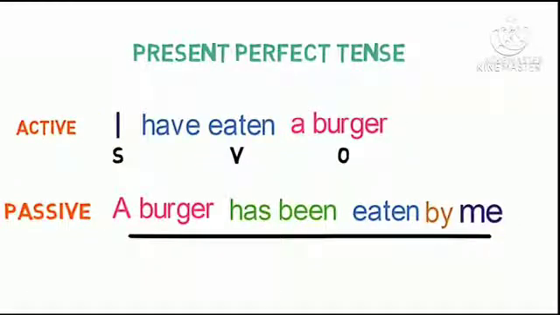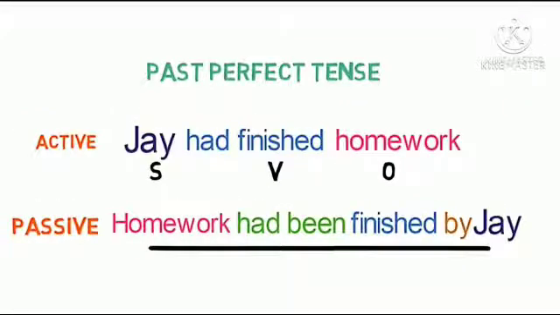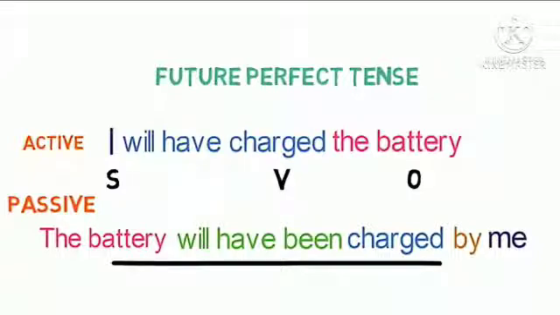For present perfect tense, the sentence is I have eaten a burger. The passive voice will be a burger has been eaten by me. Now the next tense, that is past perfect tense. The sentence is Jay had finished homework. The passive form will be homework had been finished by Jay. For future perfect tense, if the sentence is I will have charged the battery, the passive voice will be the battery will have been charged by me.